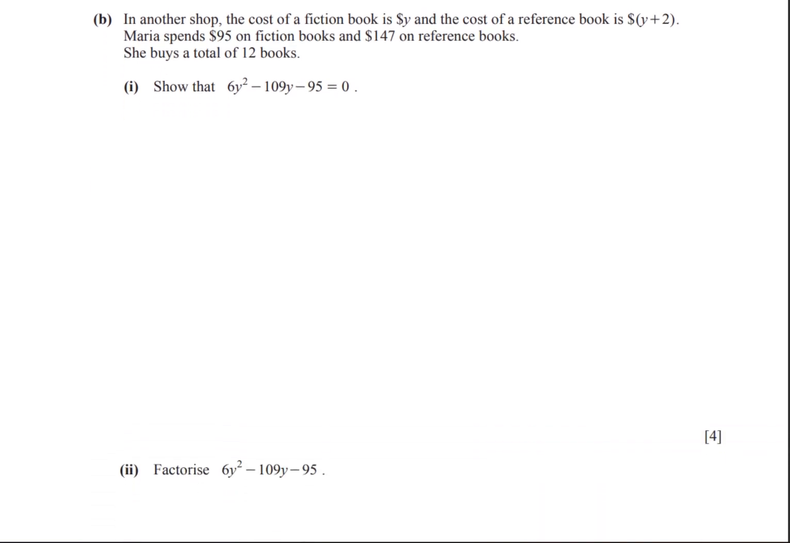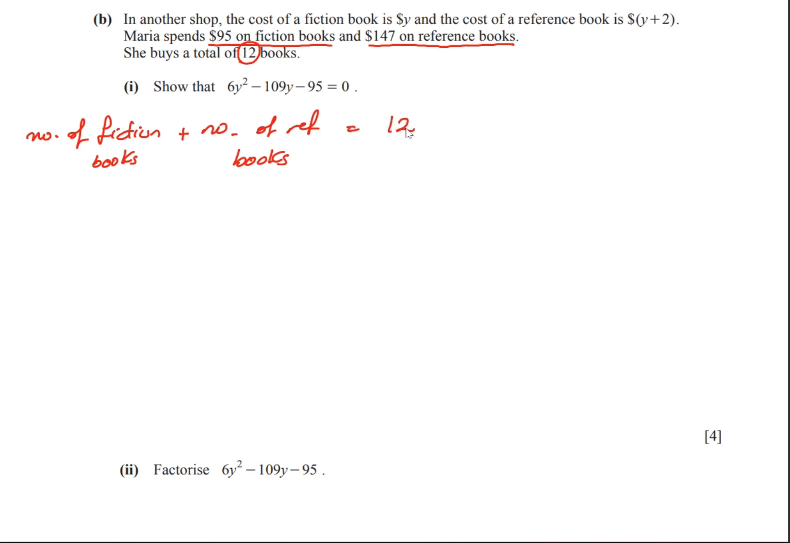Okay. In another shop, so this is another question. In another shop, the cost of a fiction book is $y, and the cost of a reference book is y plus $2. Maria spends $95 on fiction books and $147 on reference books, and the total was what? 12 books. That means the number of fiction books plus the number of reference books equals 12. How to get the number of fiction books?